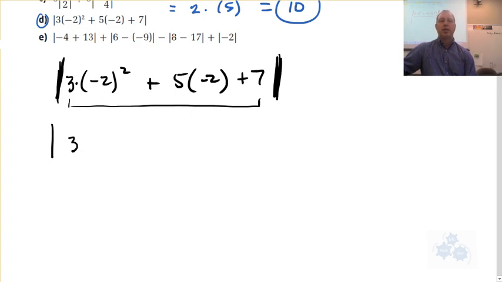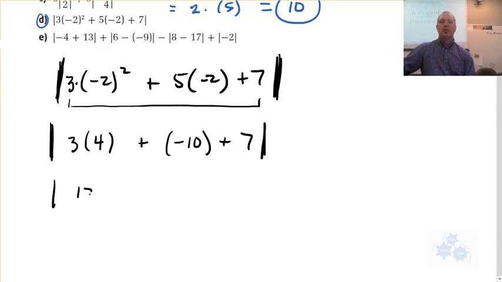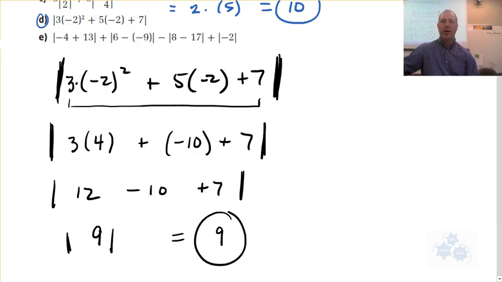That's great. So let's do 3. Negative 2 squared is positive 4. Please be careful not to say a negative 4. It's a negative times a negative. This is plus negative 10 plus 7. Okay? So this is going to be 12 minus 10 plus 7. 12 minus 10 is 2 plus 7 is, looks like positive 9. And when you apply the absolute value signs, of course, it's just a regular old 9.